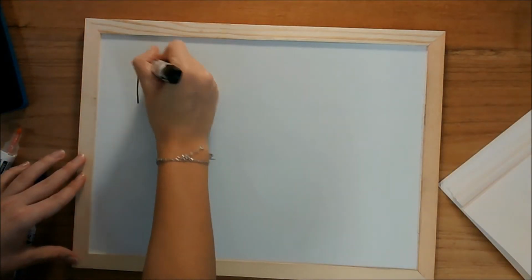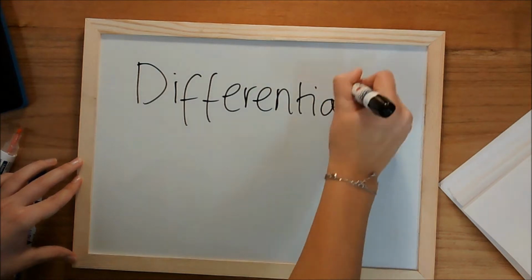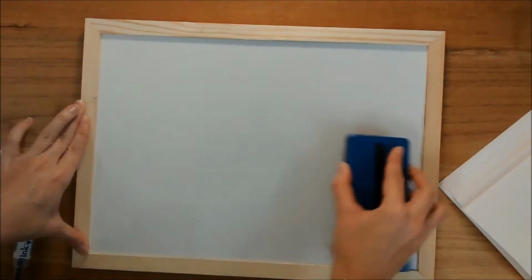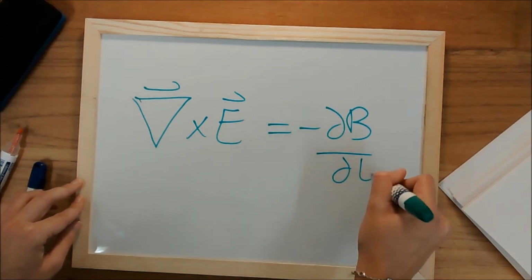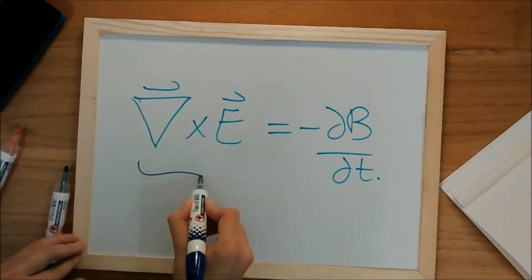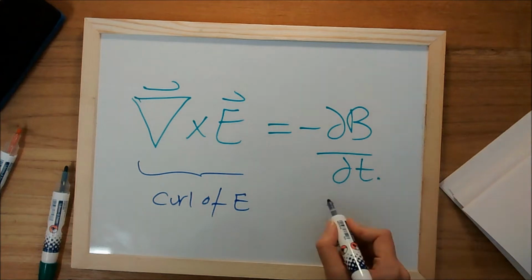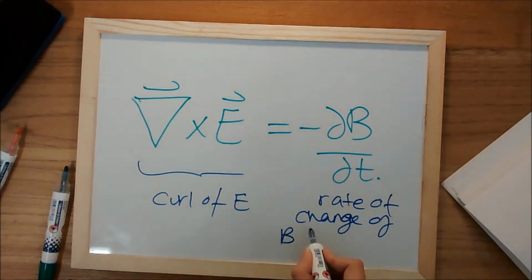The second form is the differential form. This shows that the curl of the electric field, where the curl is a measure of the field's tendency to circulate about a point, is equal to the negative of the rate of change of the magnetic field with time.